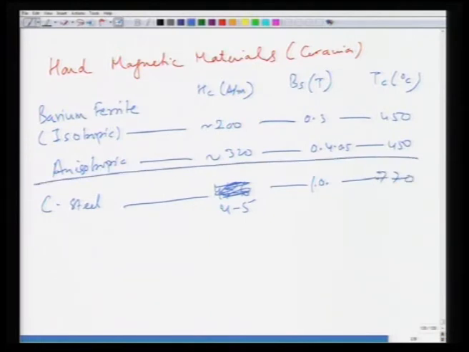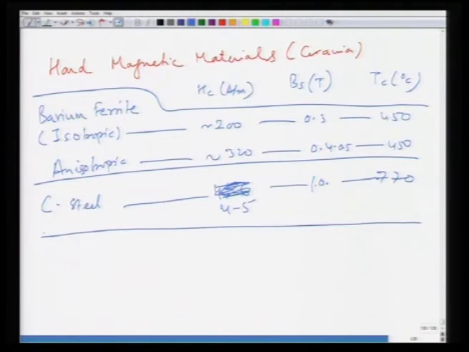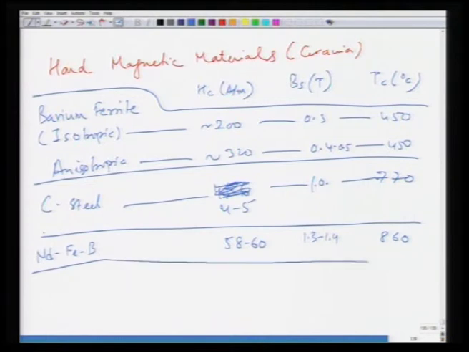So you can compare the properties of hard magnetic ceramics like barium ferrite with respect to a ferromagnetic alloy, which is carbon steel. You can also look at some neodymium based magnets like Nd, iron, and boron. These are also permanent magnets. So here the values are 58 to 60, and this would be about 1.3 to 1.4, and this would be about 160. So this is a comparison between these properties, but you can see that these properties are significantly different from what you got for soft magnetic materials.